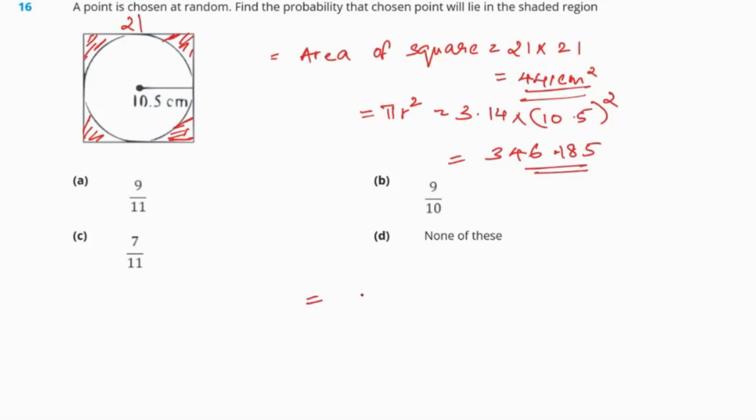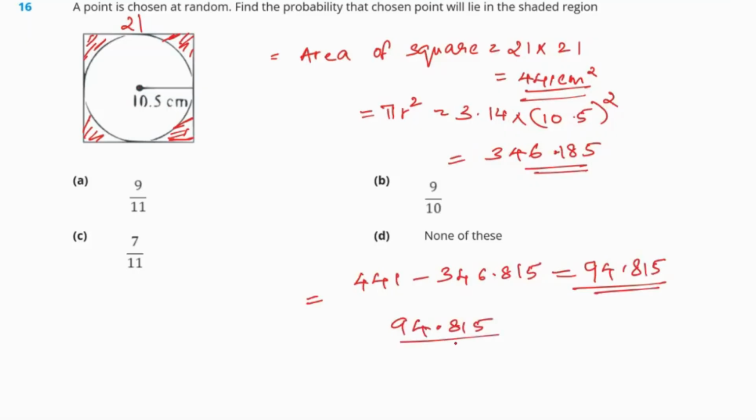Okay, so to get the shaded region, what we have to do? We have to subtract this with this, 441 minus 346.815. So we will get approximately 94.815. Okay, so probability means what? Shaded region by total region. Shaded region is 94.815. Total region is 441. So when we divide this, we will get approximately 0.785. So this is not matching any of our options like 9 by 11, 7 by 11, 9 by 10. Okay, so the correct option will be none of these.